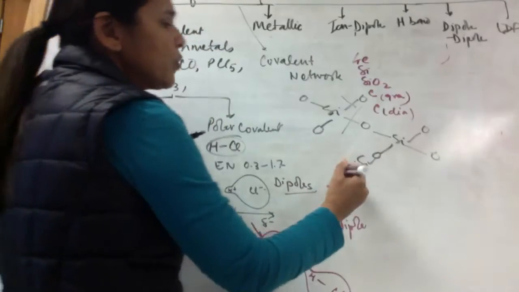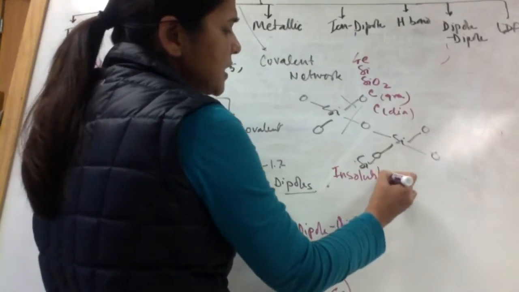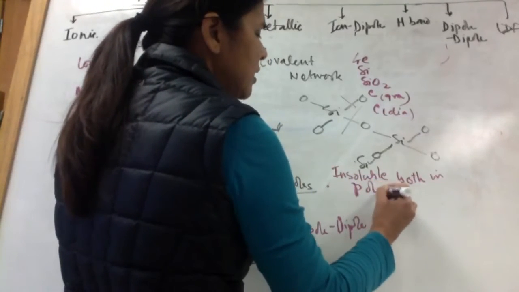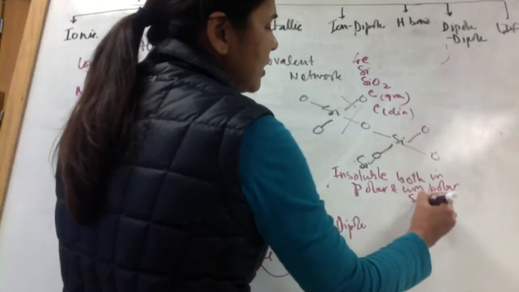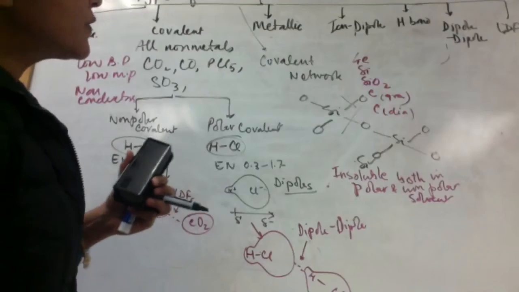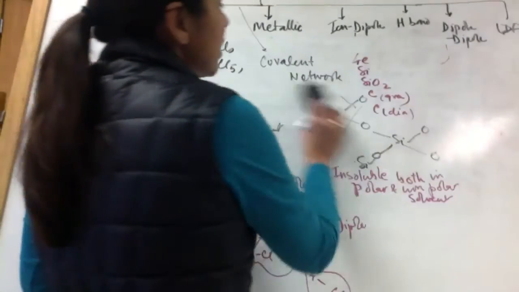These covalent network compounds are highly inactive because they're very stable. They're insoluble both in polar and non-polar solvents. And they have very high melting and boiling points. They are one of the hardest substances. So that is covalent network compounds.